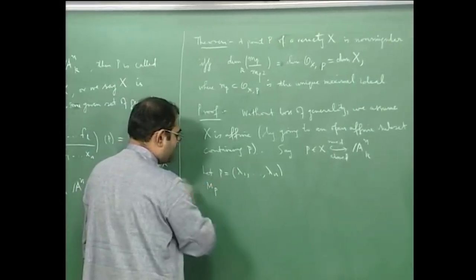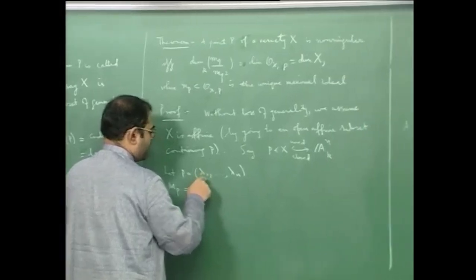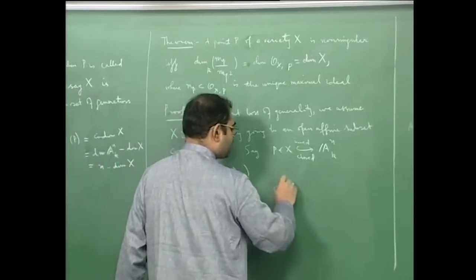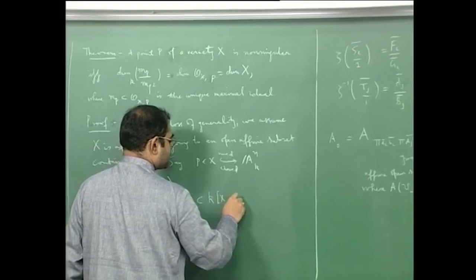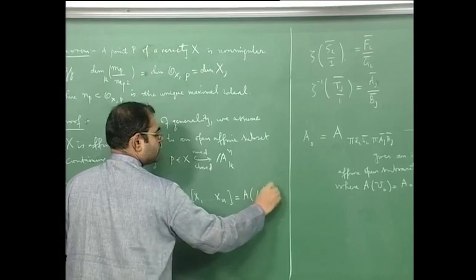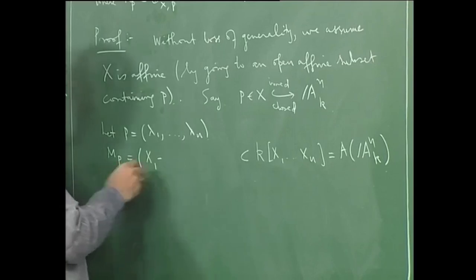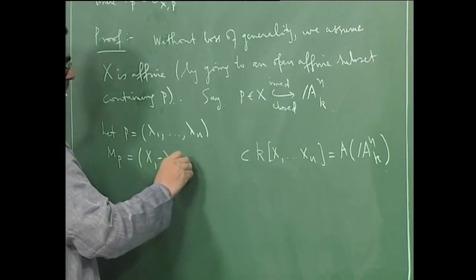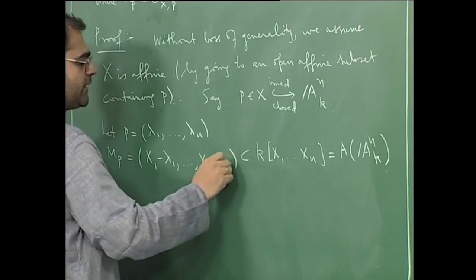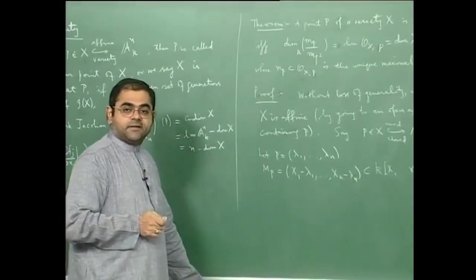So the maximal ideal of P will be, by the Nullstellensatz, the point P corresponds to a unique maximal ideal in the affine coordinate ring of the affine space, which is k[x1, through xn]. This is the affine coordinate ring of A^n. Here I'll get a maximal ideal which corresponds to this point by the Nullstellensatz. That will be this maximal ideal generated by the xi minus lambda i. So this is the maximal ideal that corresponds to this point.